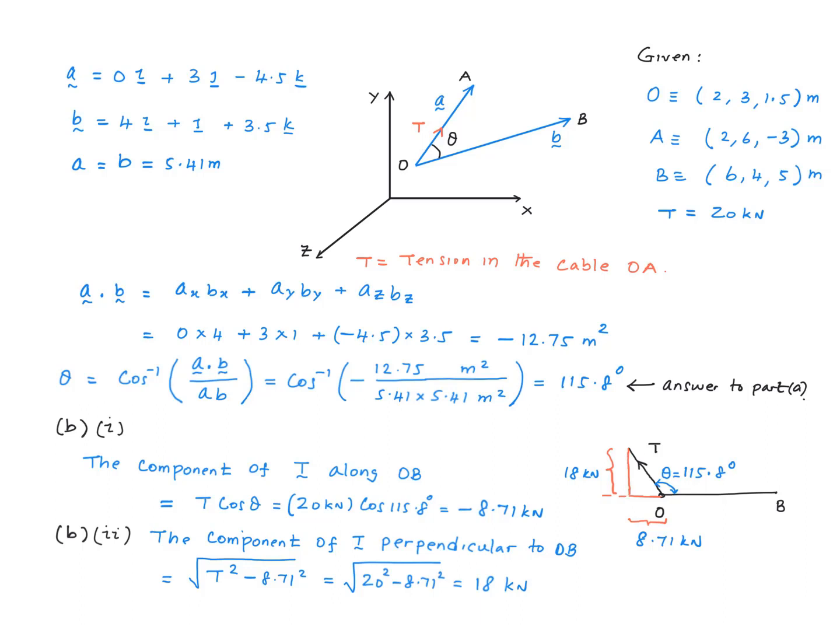We have a right triangle here, and therefore T squared must be equal to this squared plus 8.71 squared, and therefore this squared is T squared minus 8.71 squared. In other words, this length is simply square root of T squared minus 8.71 squared, which is 18 kilonewton. In other words, the component of the tension T in a direction perpendicular to OB is simply 18 kilonewton. So we answered all of the questions.